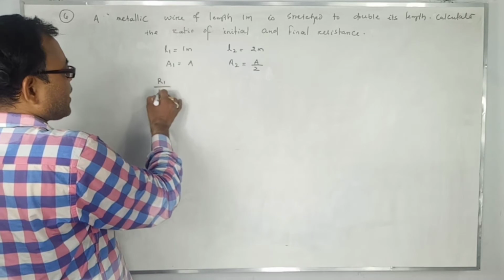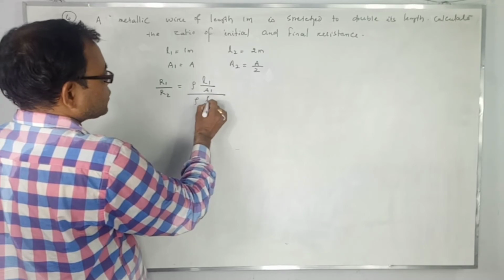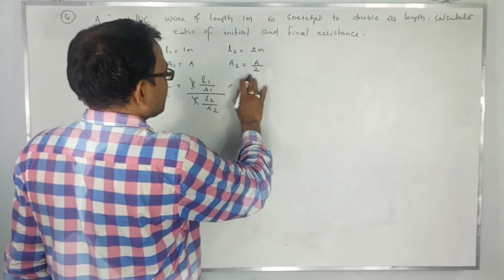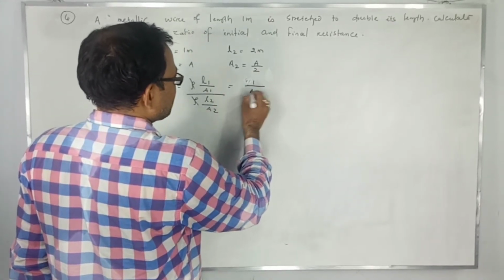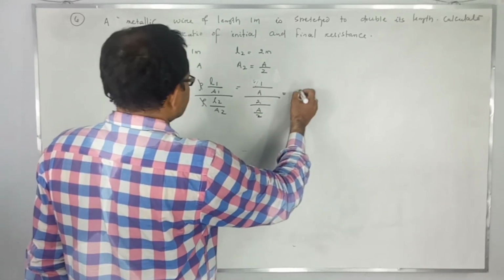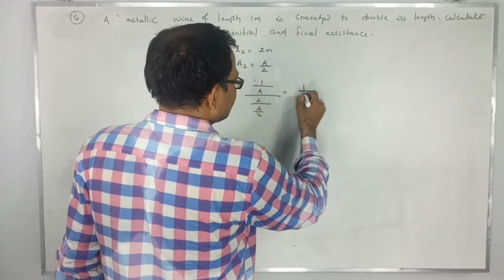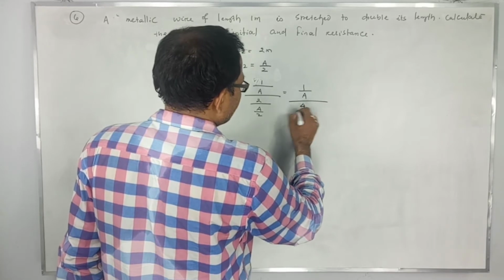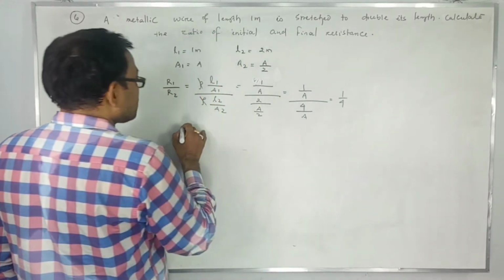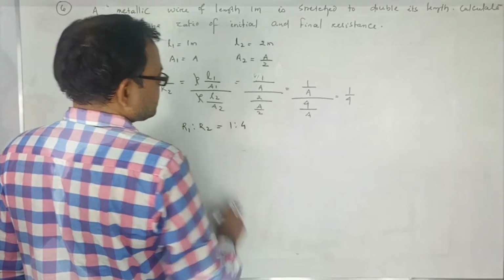So now you can calculate R1 by R2. R1 is rho L1 by A1 by rho L2 by A2. So rho cancels. There is L1 by A1, 1 meter divided by A, divided by 2 meter by A by 2. So you can write the ratio R1 is to R2, which can be calculated as 1 by A by 4 by A. So it is 1 by 4. So initial to final resistance, R1 is to R2 is equal to 1 is to 4.